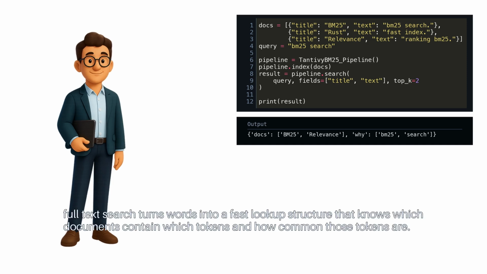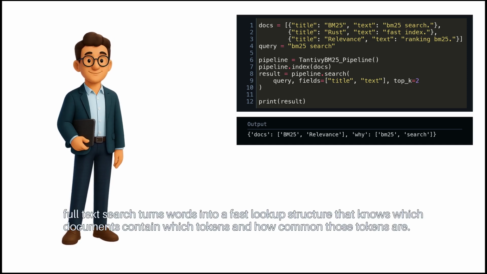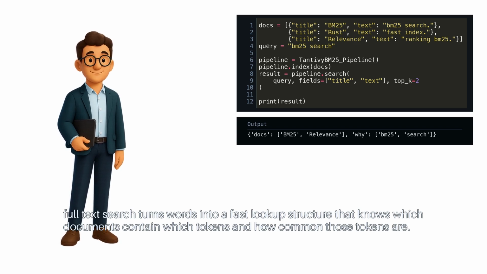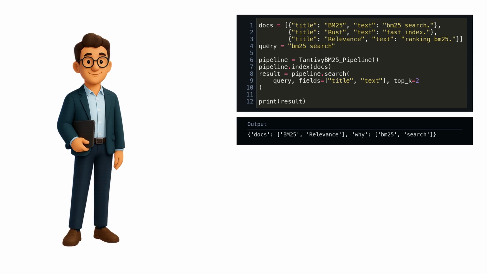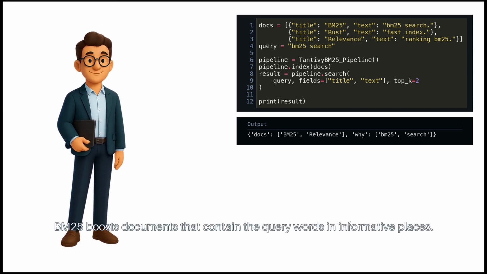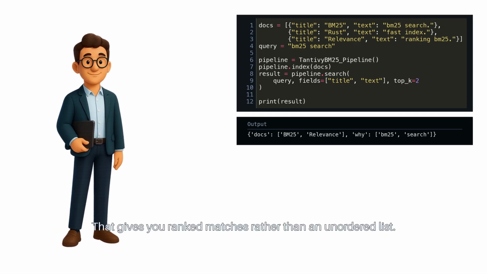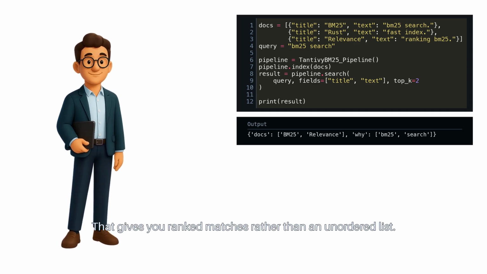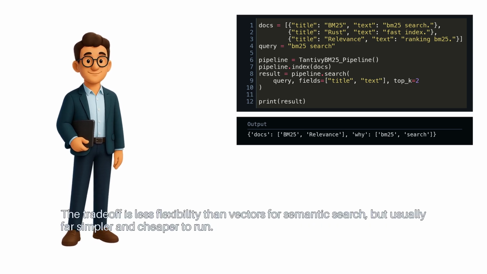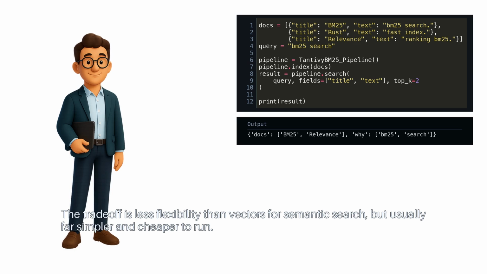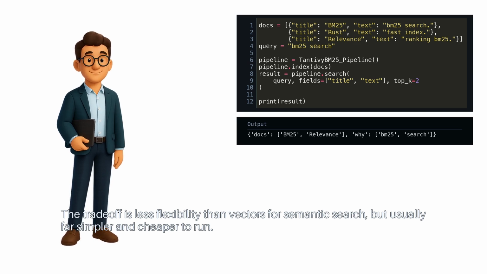At a high level, full-text search turns words into a fast lookup structure that knows which documents contain which tokens and how common those tokens are. BM25 boosts documents that contain the query words in informative places. That gives you ranked matches rather than an unordered list. The trade-off is less flexibility than vectors for semantic search, but usually far simpler and cheaper to run.